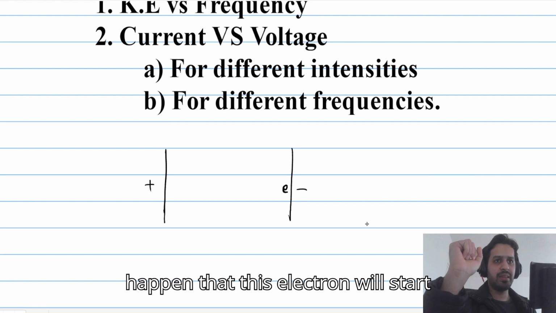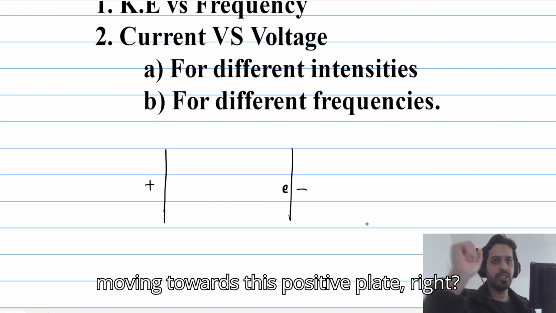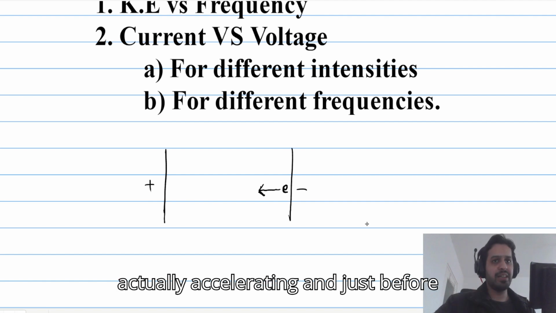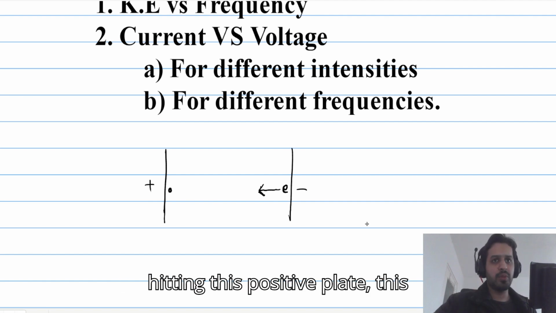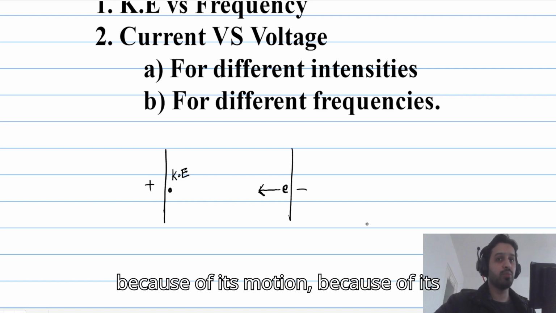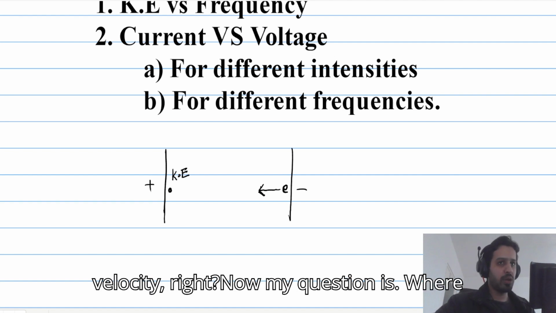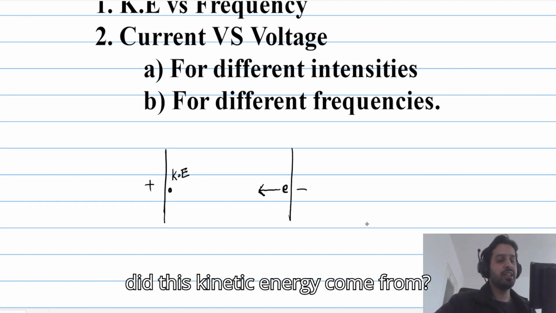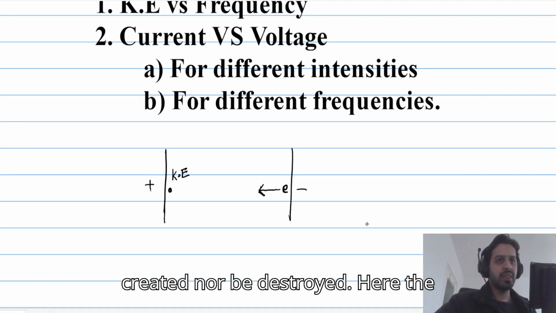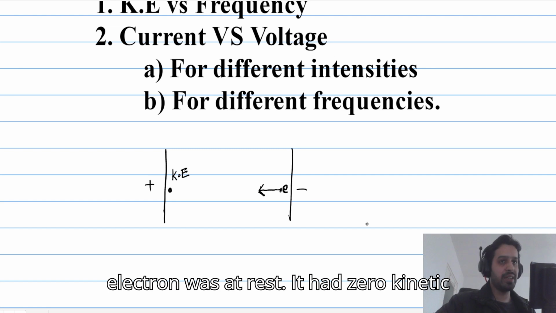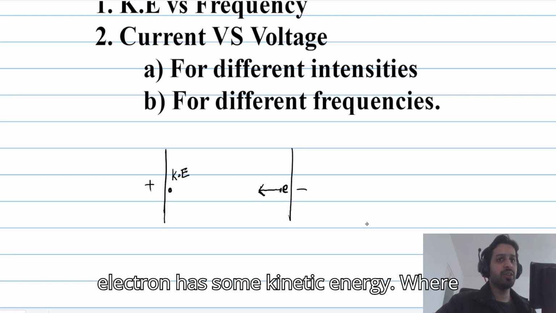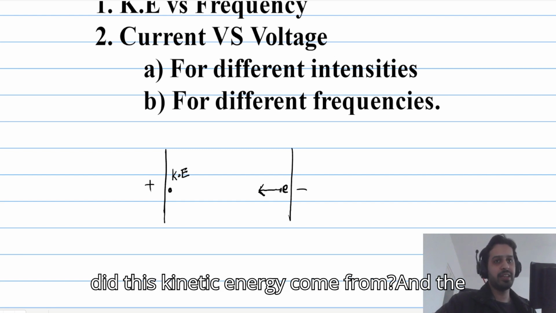It has zero kinetic energy. What will happen? This electron will start moving towards this positive plate, right? Because it's moving, it is actually accelerating, and just before hitting this positive plate, this electron will have some kinetic energy because of its motion, because of its velocity, right? Now my question is, where did this kinetic energy come from? We know that energy can neither be created nor be destroyed. Here, the electron was at rest. It had zero kinetic energy. Here, on the other side, just before hitting the positive plate, the electron has some kinetic energy. Where did this kinetic energy come from?